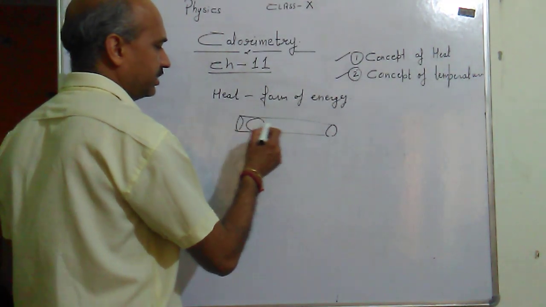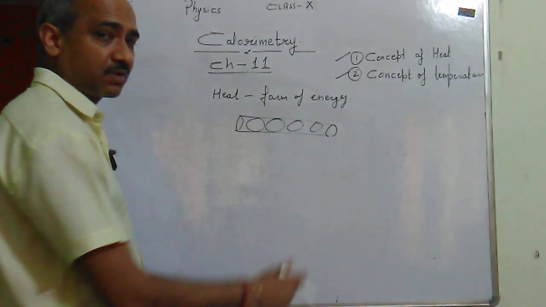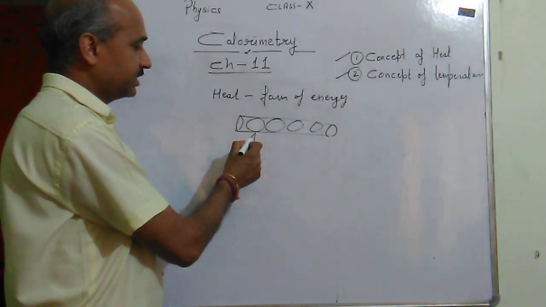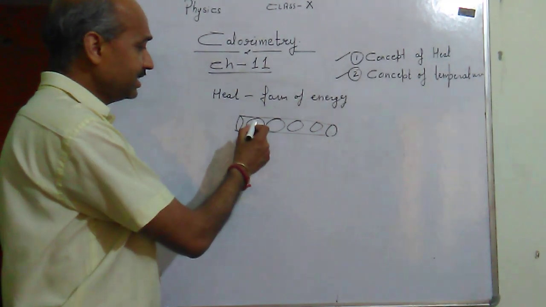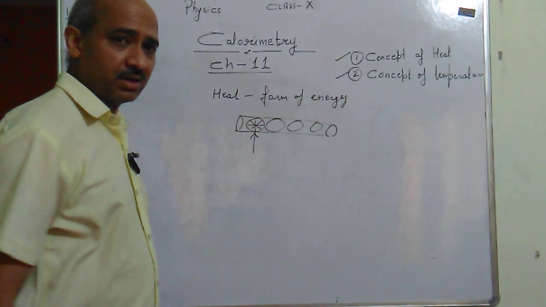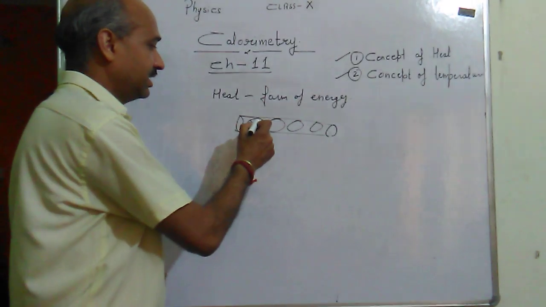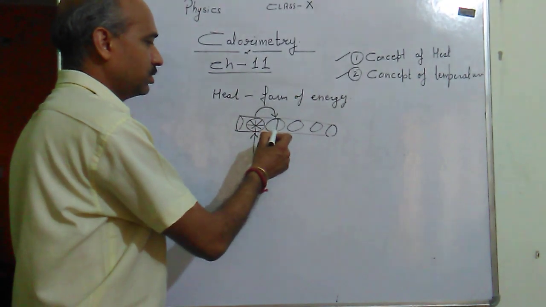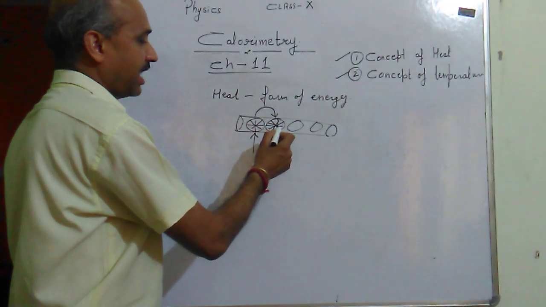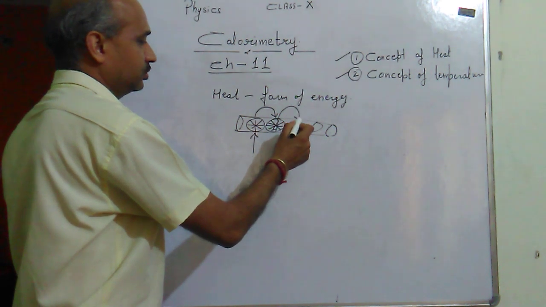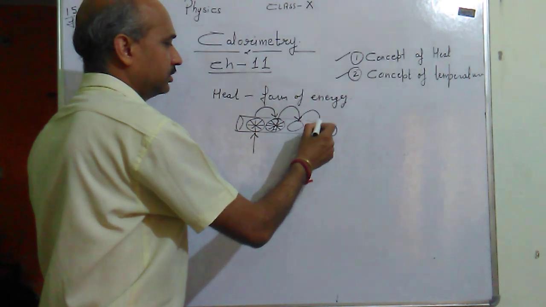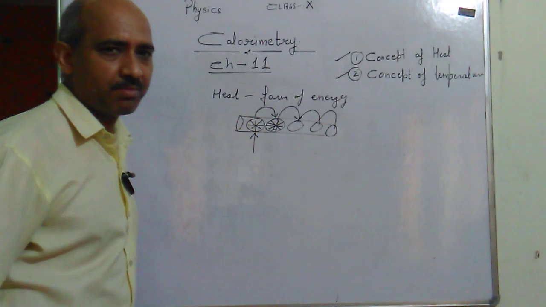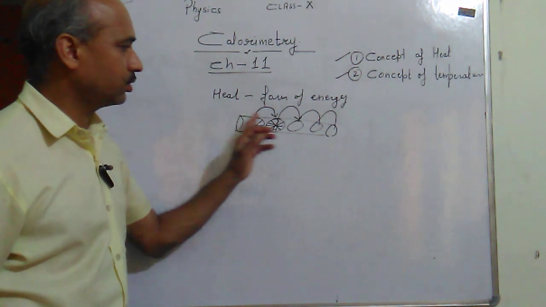Suppose this is the solid body, a rod or anything else. It consists of different types of small molecules. Now what happens when it is brought near the source of heat? Suppose we are heating it from here, then this molecule gets heated up first. When it has excess energy, then that excess energy is transferred to the second molecule. Then this molecule gets heated up. When it has excess energy, this molecule transfers that energy to the other molecule, and in this way the whole rod will get heated up by the process of conduction. Conduction takes place only in solid.